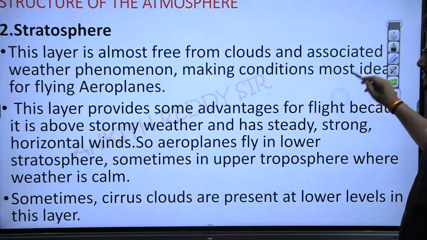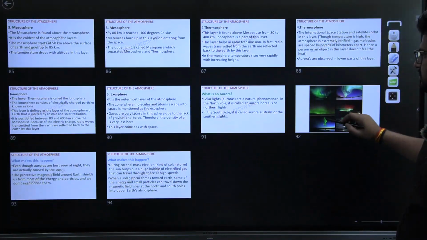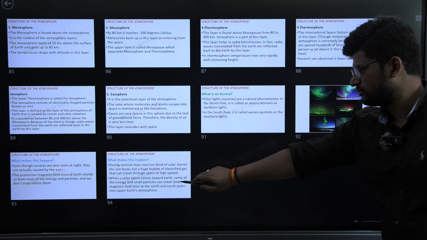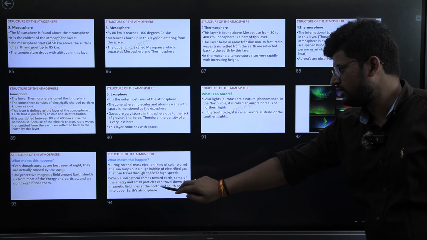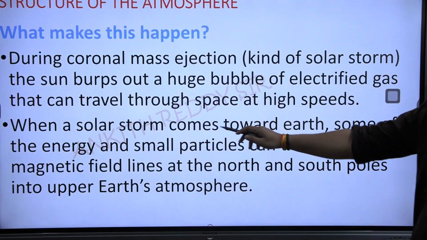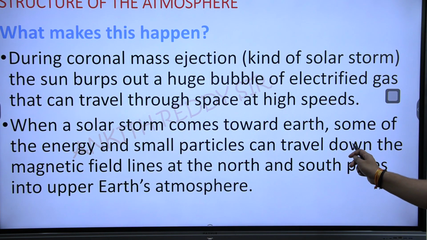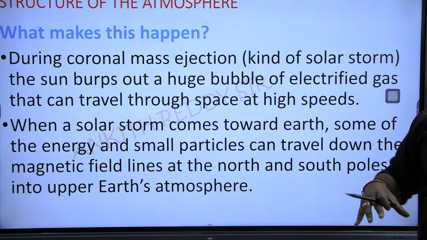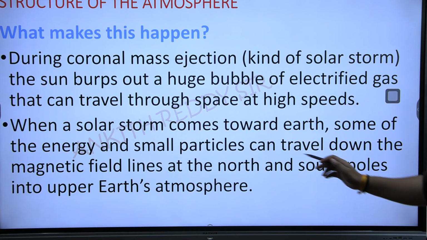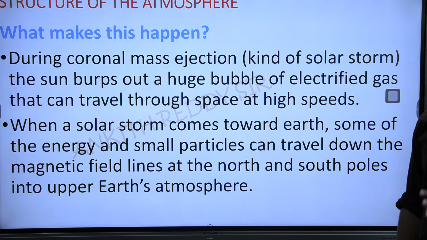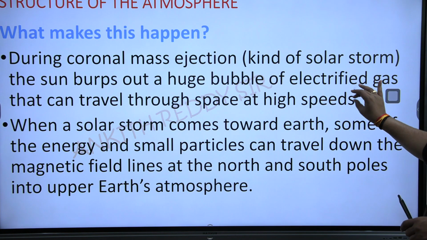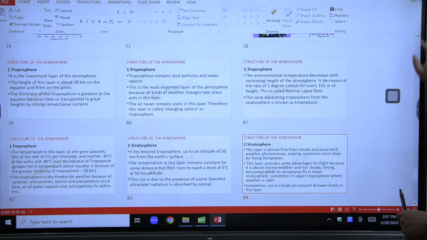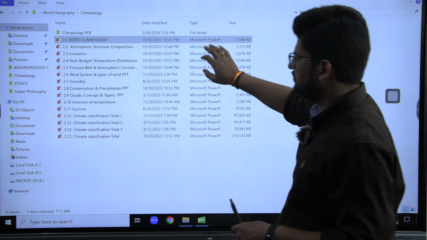So this is about the layers of the atmosphere. How does this happen? When a solar storm comes towards the Earth, some of the energy and small particles can travel down the magnetic lines at the north and south poles to the upper Earth atmosphere, and here the reaction takes place. So this is about the structure of the atmosphere.